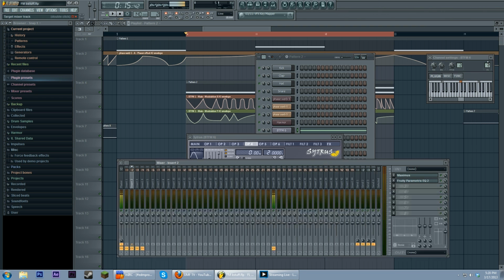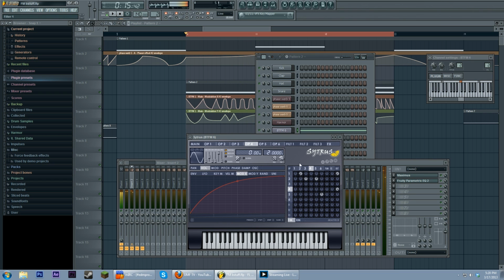I also have some compression going on, and this is what it sounds like without the effects. This is what it sounds like with the effects. We'll talk about what's going on there in a minute. But I want to talk about the secondary modulation and why it's so squelchy. Because that's what we're doing today. Making the squelchiest FM.